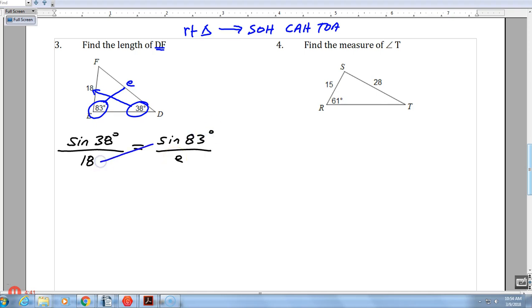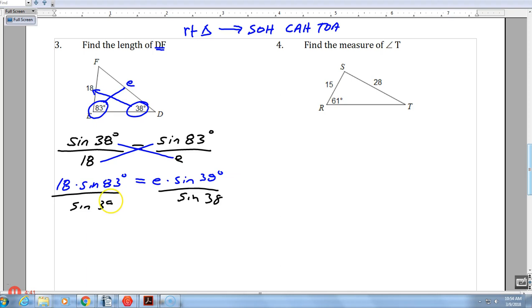Do a little cross multiplying. 18 times the sine of 83 equals, I don't know, times the sine of 38. To find the I don't know, do the opposite of times sine 38. Divide. And I'm just going to put all of this into my calculator, not separately. 18 times sine 83. I like to hit equals. I don't know if you have to, but I do. Divided by sine of 38. 29.01.